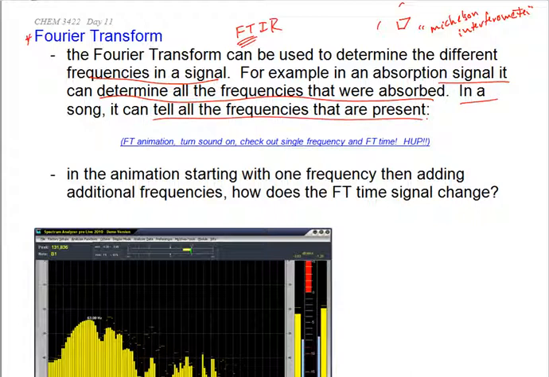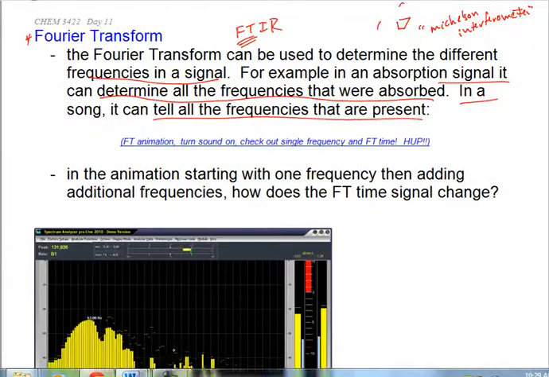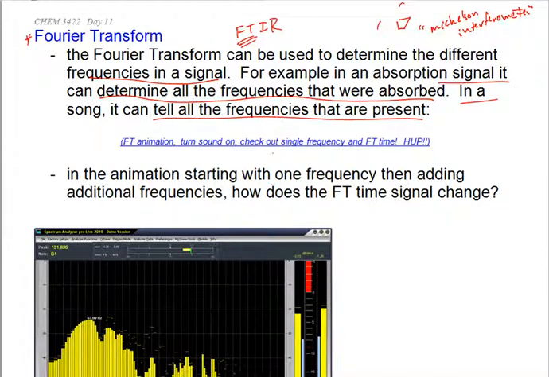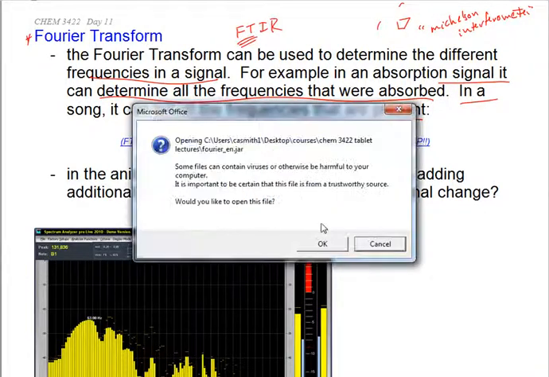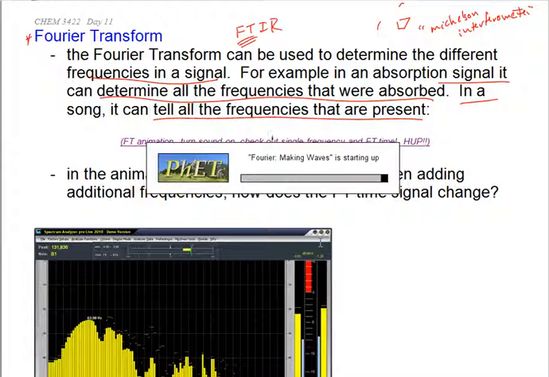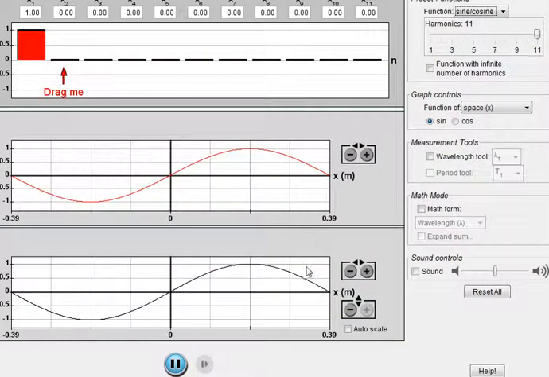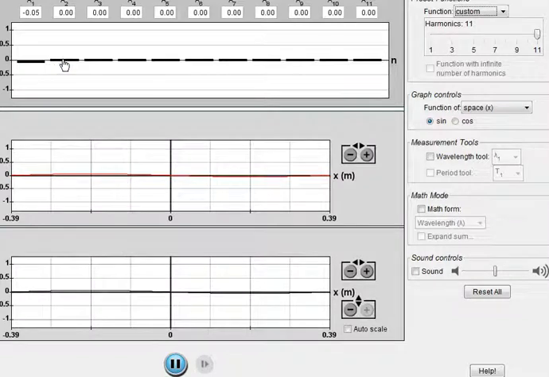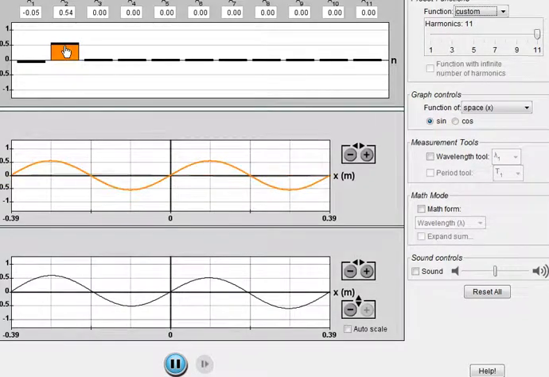Okay, let's see. So in this animation, starting with one frequency, add additional frequencies. How does the Fourier transform signal change? I guess I remember what I'm doing. Okay, let's close that one. Let's go back and try this one now. So these I've just added. I'm still playing around with them. Drag me. Okay. So what I'm going to do, oh, we need sound. We need sound.